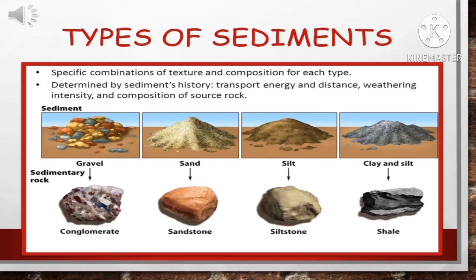So as you can see, yung gravel, malalaki ang kaniyang size and it will become a sedimentary rock called conglomerate. The sand will become sandstone. The silt, na mas maliit pa ang size kesa sa sand, ay magiging siltstone. And the combination of clay and silt will become a shale sedimentary rock.